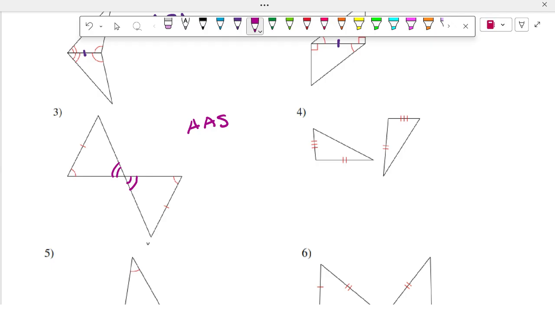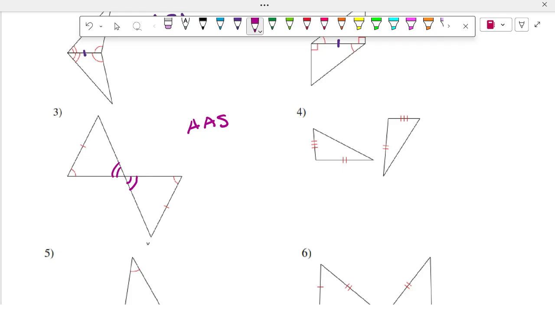Now, what about number 4? Do I have anywhere that I could legally mark congruent? Anything else that I could legally mark congruent? No, I do not. There's not enough information to mark anything else congruent. So we have to do it based off of what is currently marked. Can I completely, without a doubt, say that those two triangles are congruent? Nope. I don't have enough info.